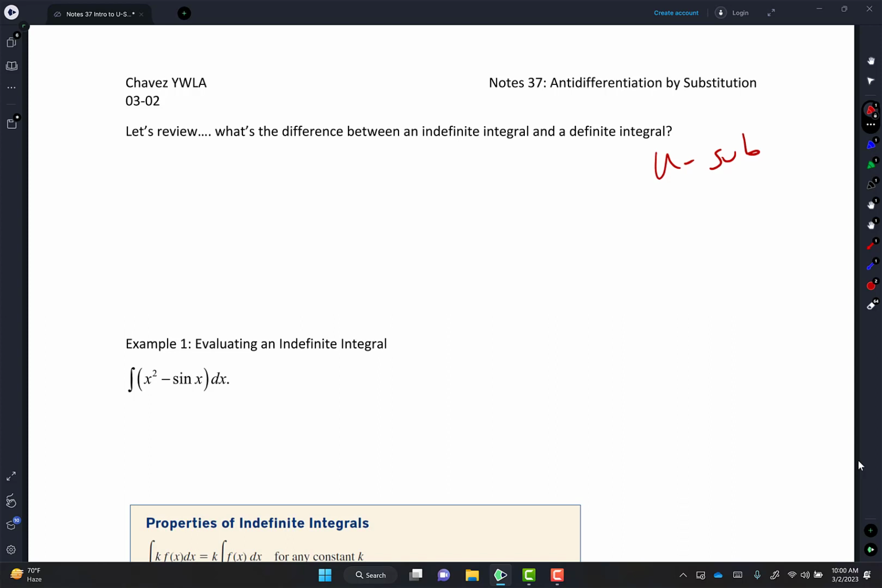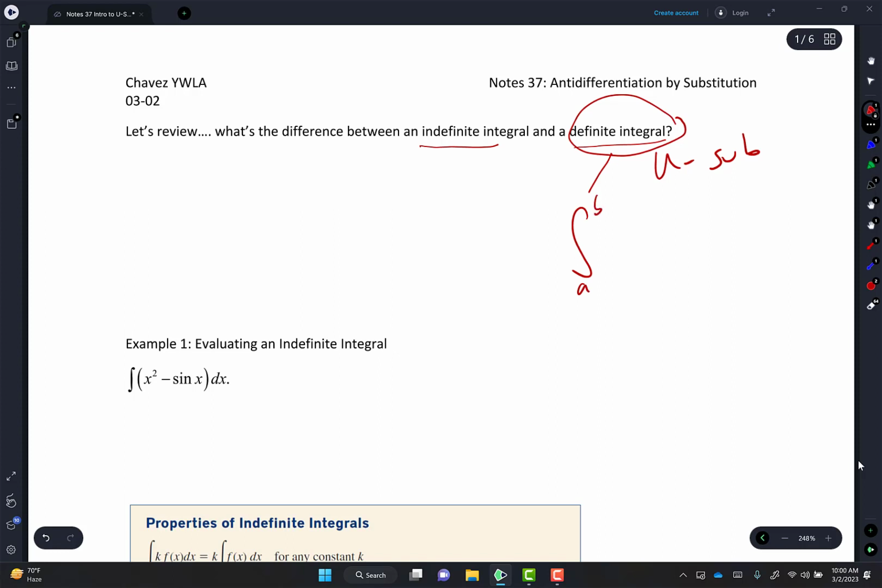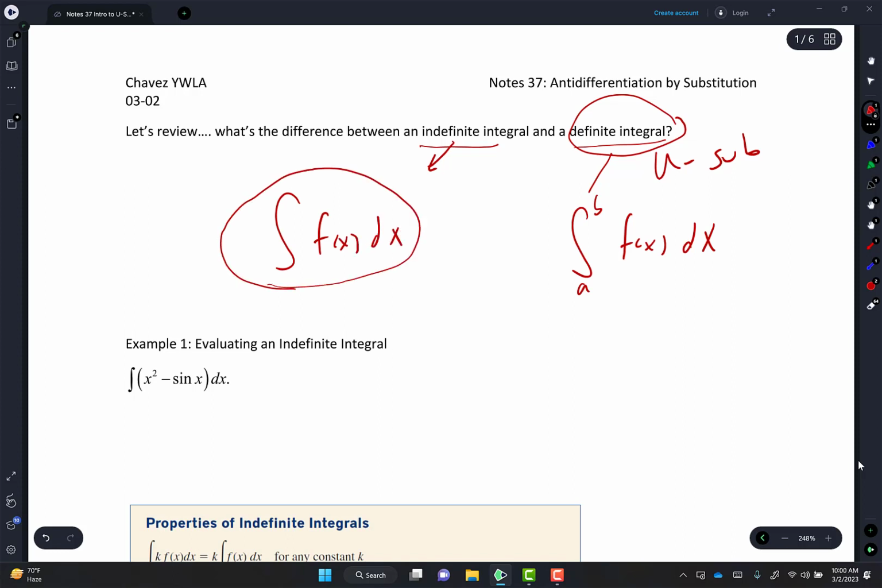What's the difference between an indefinite integral and a definite integral? All this means is this integral is defined. A definite integral means you have limits on the upper and lower of your integral symbol. So this is a definite integral. And an indefinite integral means you do not have limits. Hopefully you remember that whenever you do the antiderivative of an indefinite integral, you put the plus c.